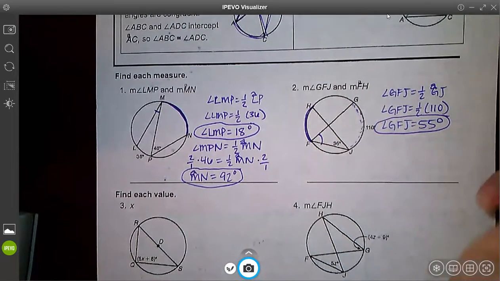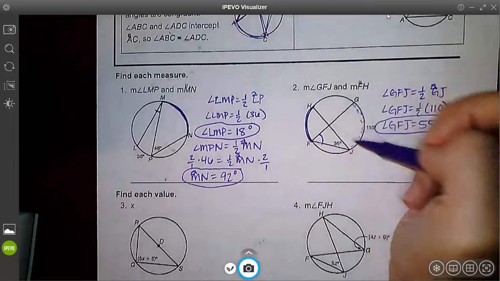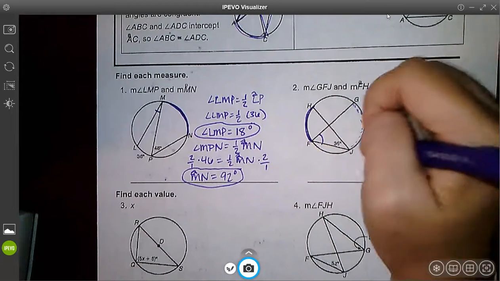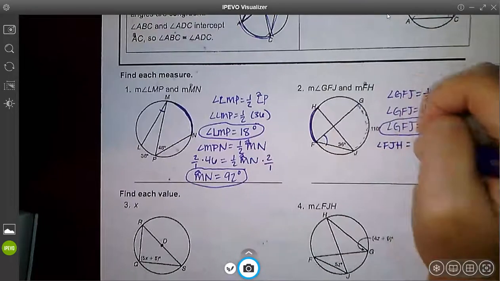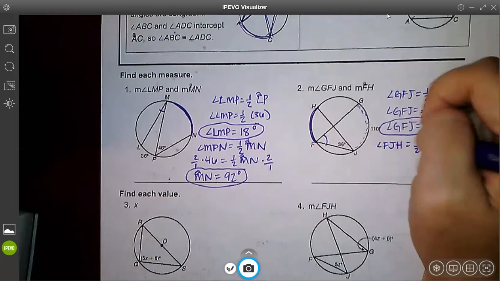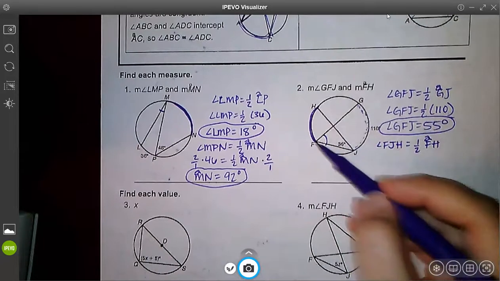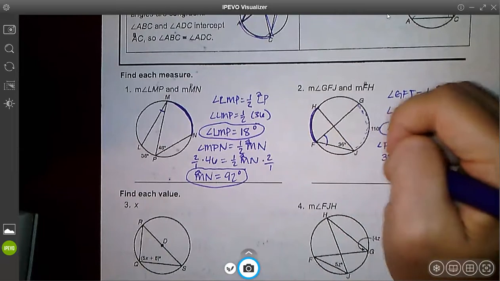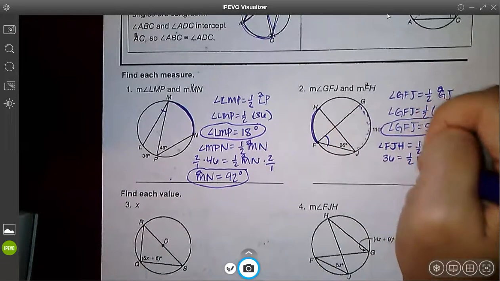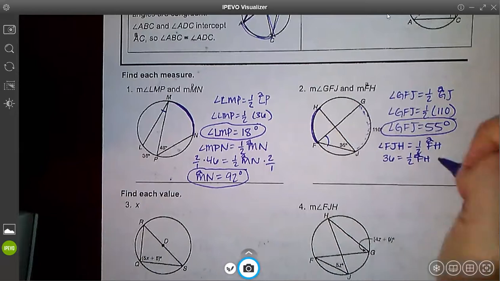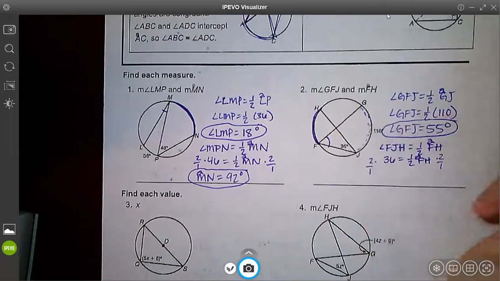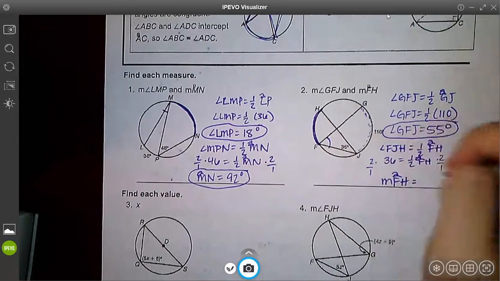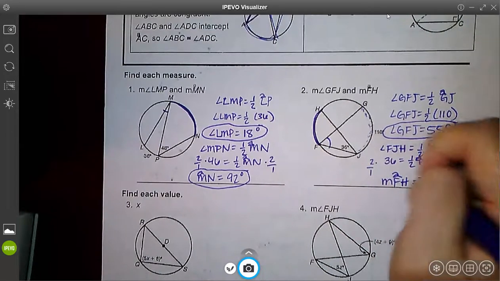And then arc FH deals with the angle FJH. So angle FJH is going to be half of that arc FH, which we don't know, but we know the angle FJH is 36 degrees. Multiply both sides by 2/1, and you get the measure of arc FH is going to be 72 degrees.